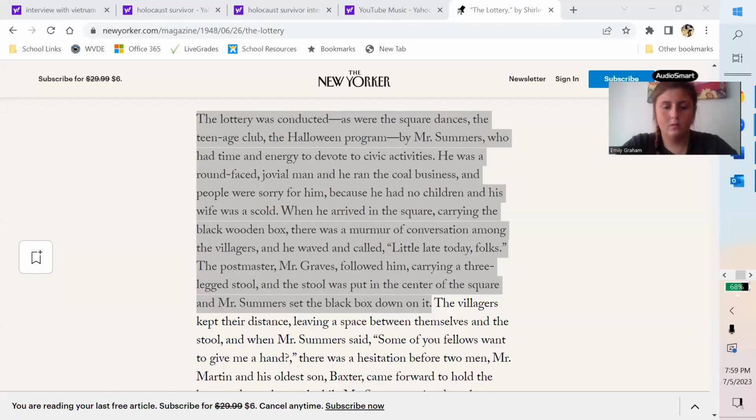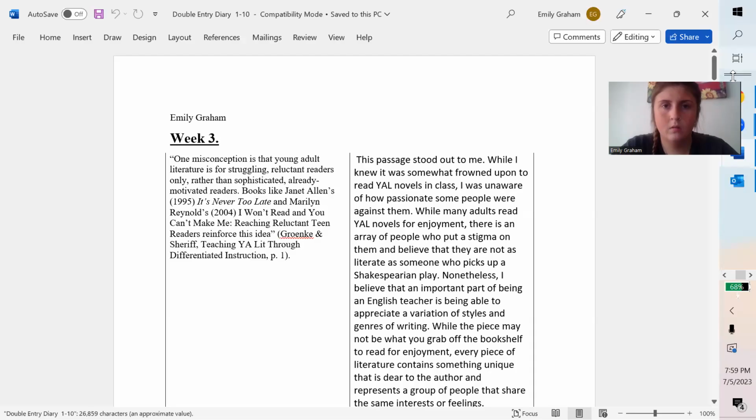So I'm going to show you guys an example of a double entry diary. Give me just a minute. All right. So here, guys, you see you have two columns. And on the left side, you're going to do the direct quote. So when you guys do yours on the lottery, I want you to do it on Microsoft Word. It'll be much easier, much neater. And instead of writing down the quote, you can simply copy and paste it.